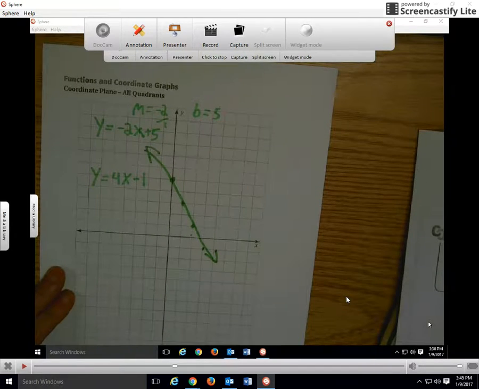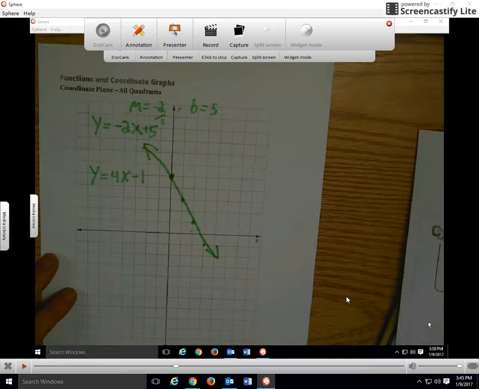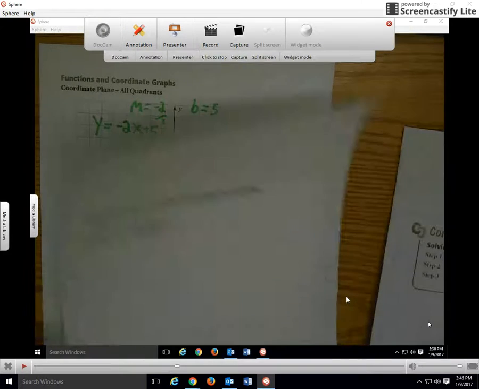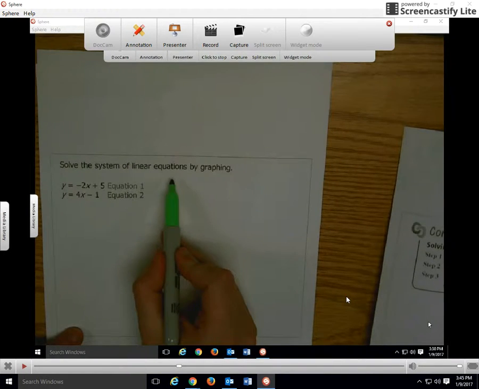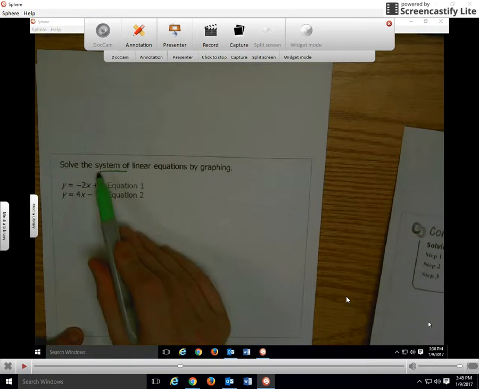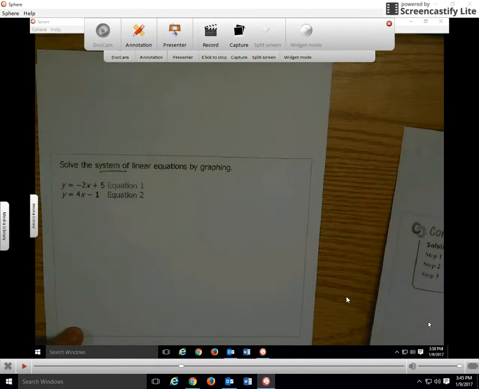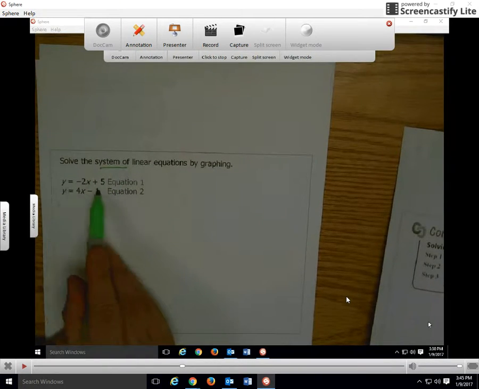That gave us one of our lines. But remember, we're trying to solve the system of linear equations. The system, and a system means more than one equation. So we've tried this one. Let's try the next one.